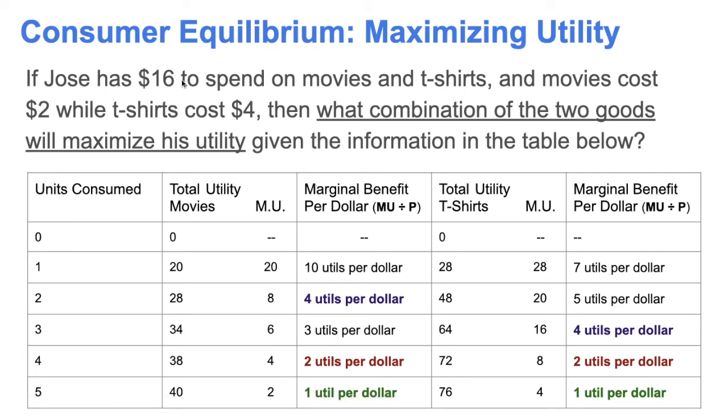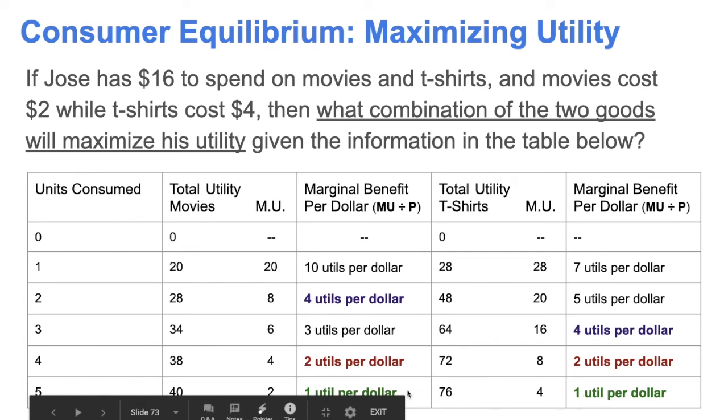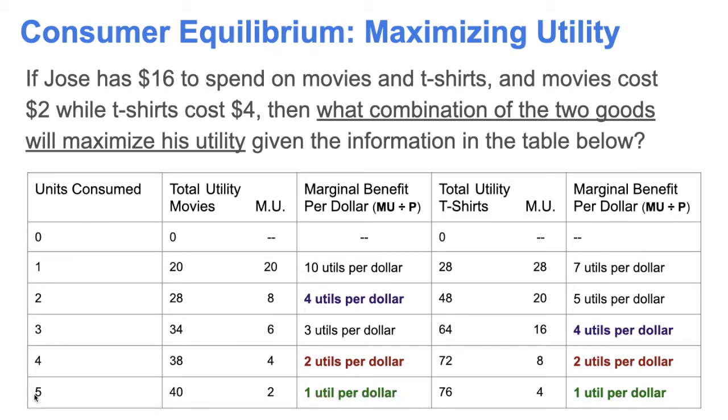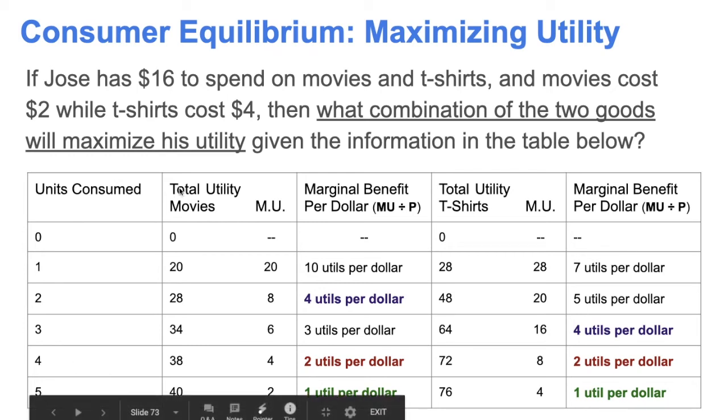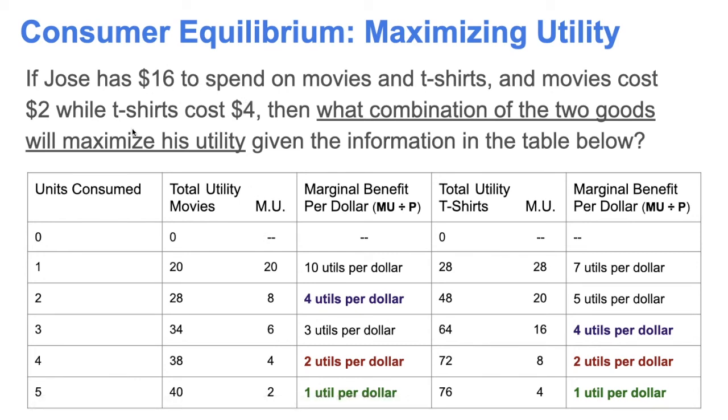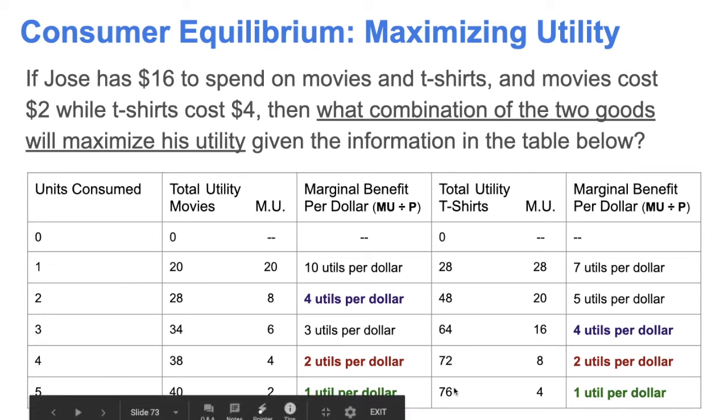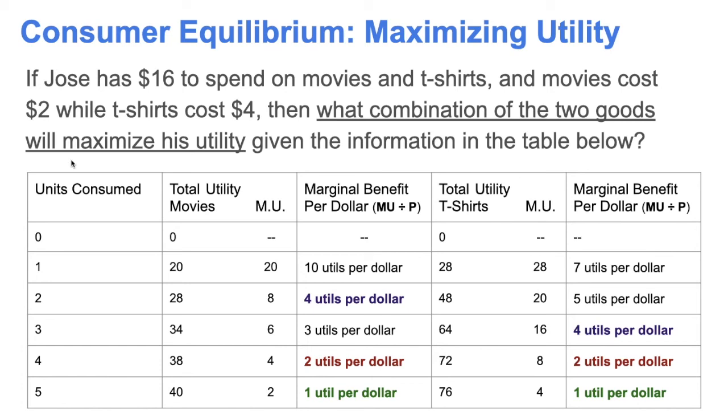That's our answer. So, at 1 util per dollar, when these are both 1 util per dollar, we're buying 5 units of both of them. So the problem with that is, if we buy 5 t-shirts, for example, they're $4 each. So that's $20 already, and that's over our budget. We'd actually be spending 5 times 4 for the t-shirts, $20, and then 5 times 2, $10 for the movies, and we have a total budget of $30, which is way over our budget. So that one's not going to work.